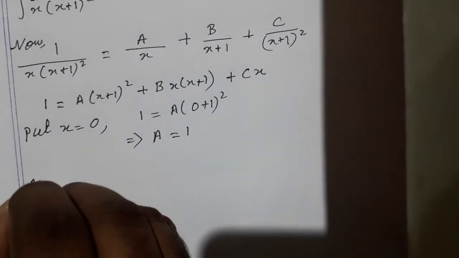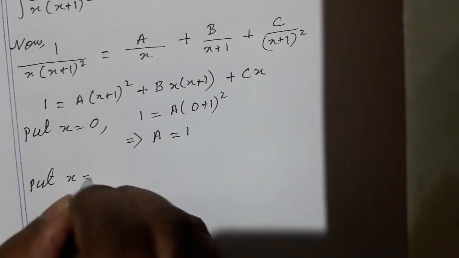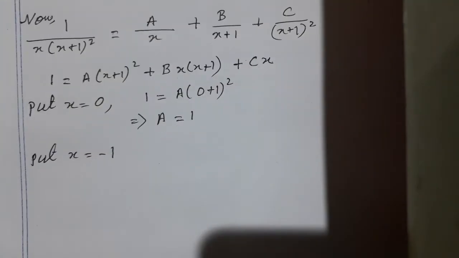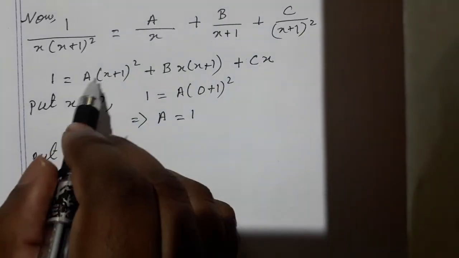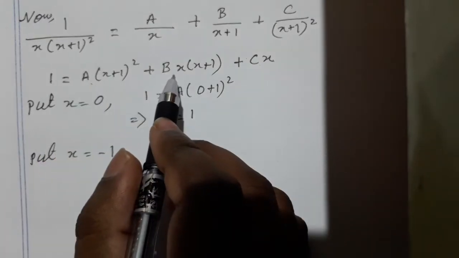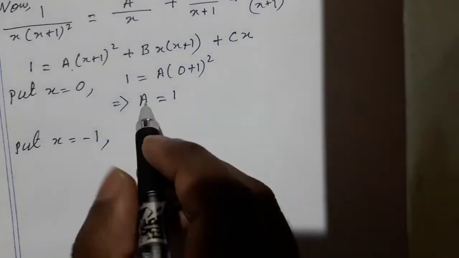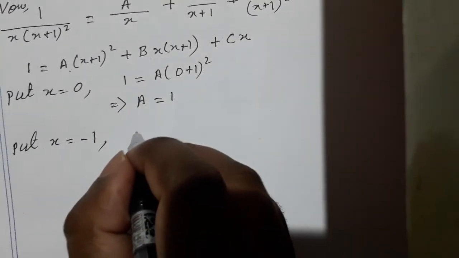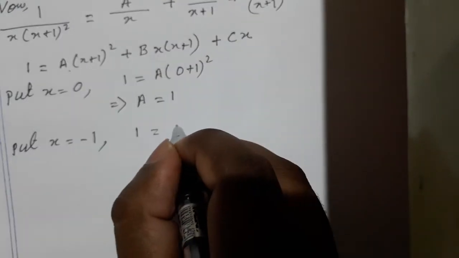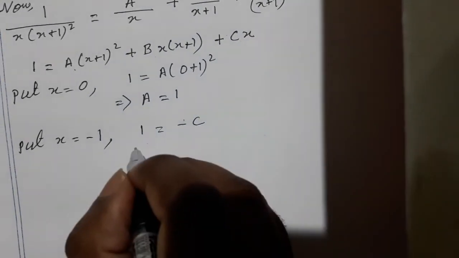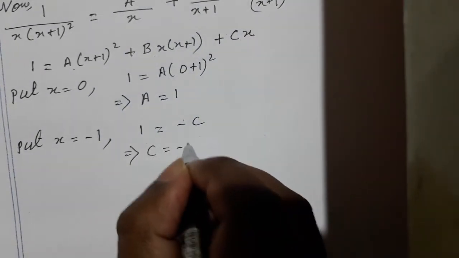In the same way, you try to put x equal to minus 1. If you put x equal to minus 1, this term will be 0, and this term will also be 0. So we are getting 1 equal to minus C. So what is C? C is nothing but minus 1.